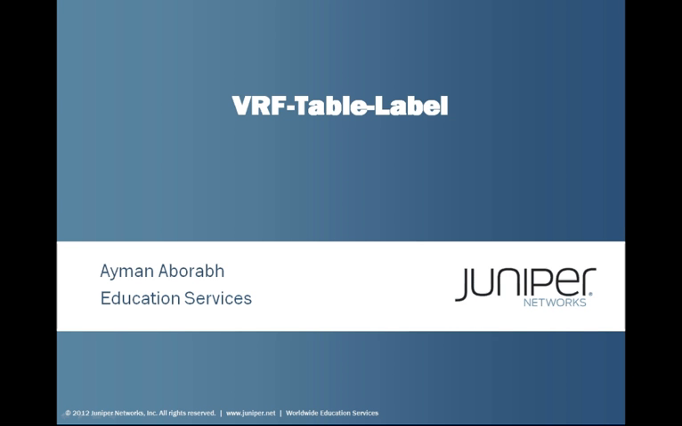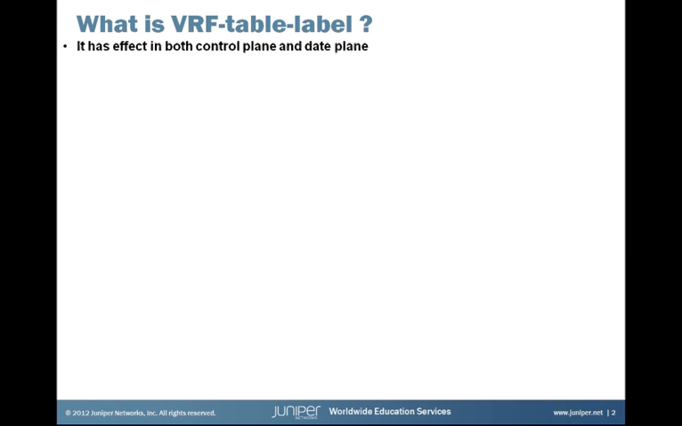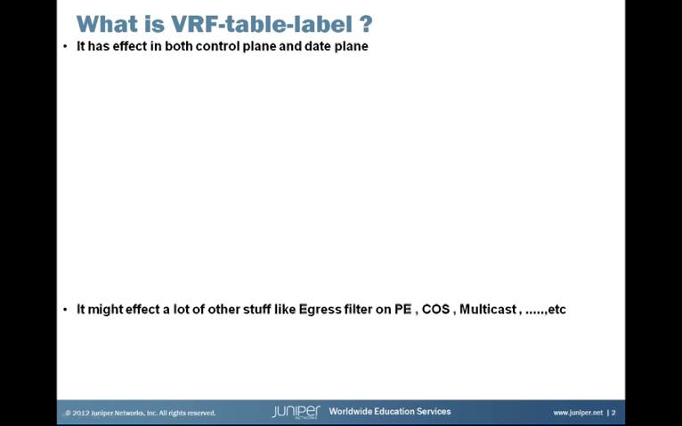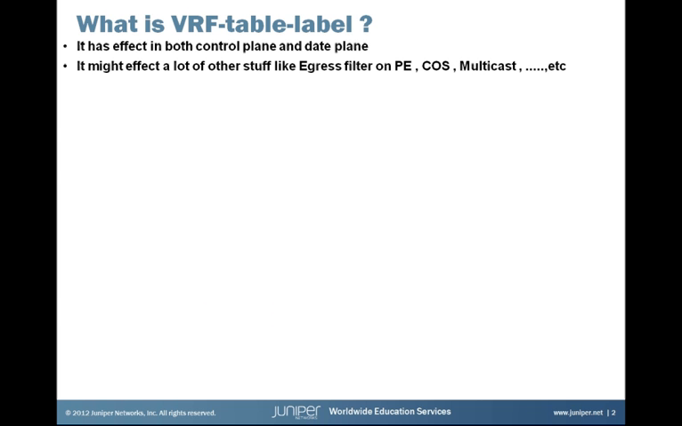In this Learning Byte, I will talk about VRF table-label. This is an interesting feature which has effect in both control plane and data plane. Although it looks like a small feature in layer 3 VPN, you will be surprised as some of the stuff won't work unless you have VRF table-label configured. For example, egress PE filtering, class of service, next generation multicast, and so on.